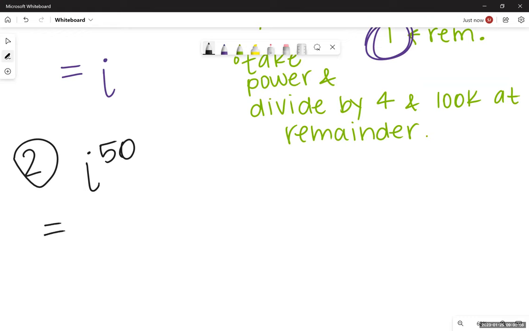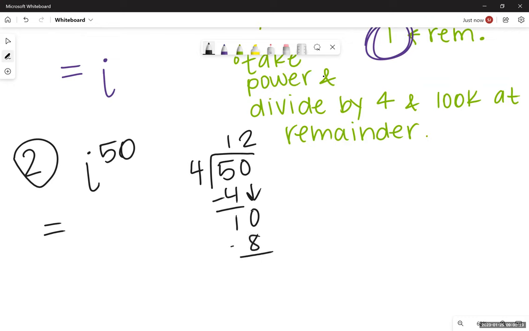So I'm going to take my 50 and divide it by 4. 4 goes into 5 once. 1 times 4 is 4, subtract, bring down the 0, 10. 4 times 2 is 8. 10 minus 8 is 2. That's my remainder. My remainder is 2. So that means that my answer is -1.